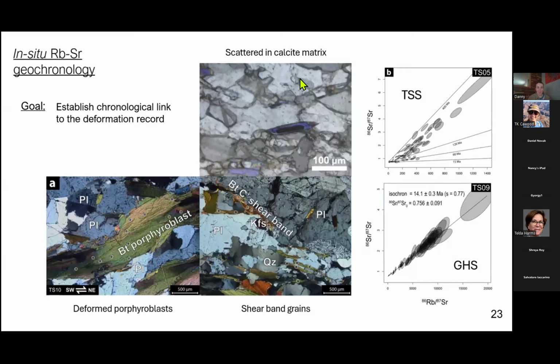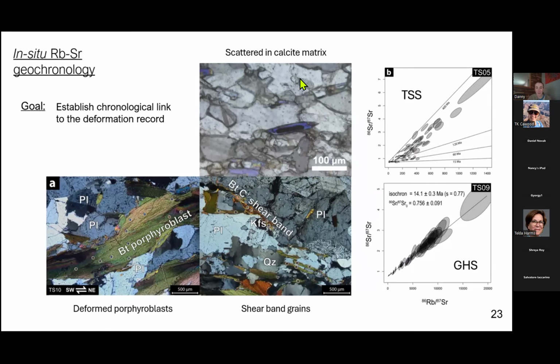Okay, and the last portion of the results that I want to present are the in situ rubidium-strontium geochronology results. So the goal here is to take the kinematic and deformation process information that I just presented and to try to establish a chronological link to it. And what's fun about rubidium-strontium geochronology is that we can directly date micas within their microstructural context. So we're able to directly date micas that are associated with the deformation fabrics that we have already studied.